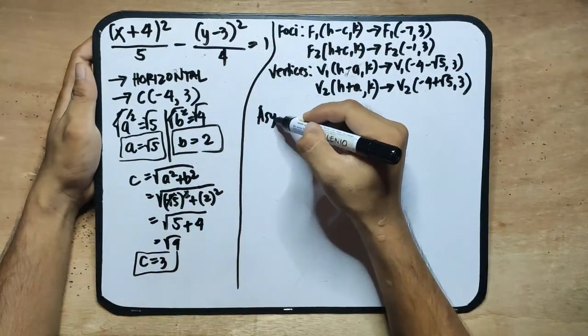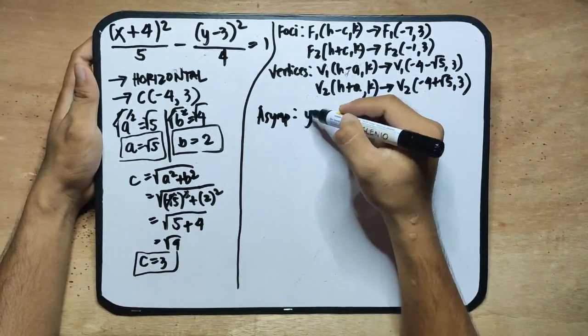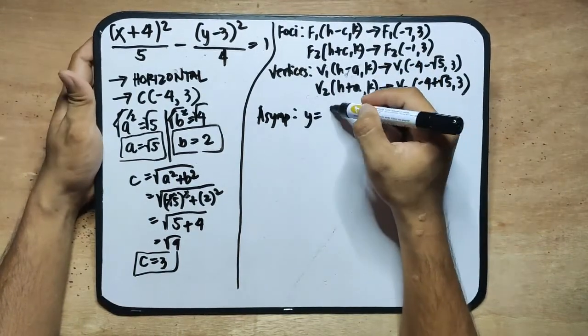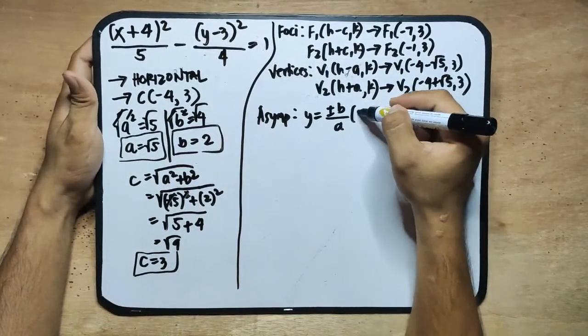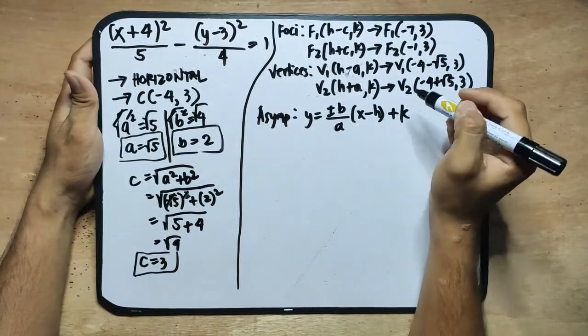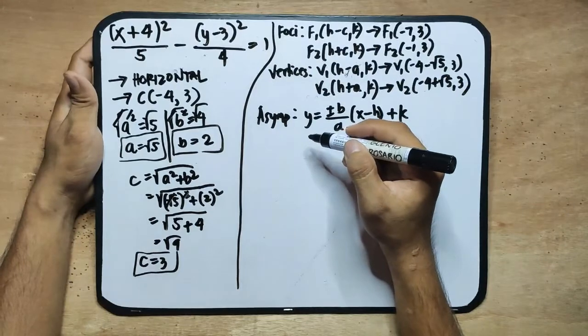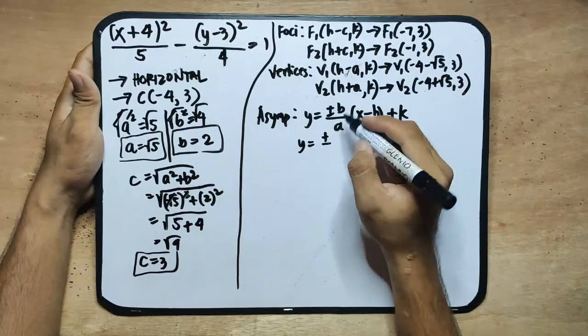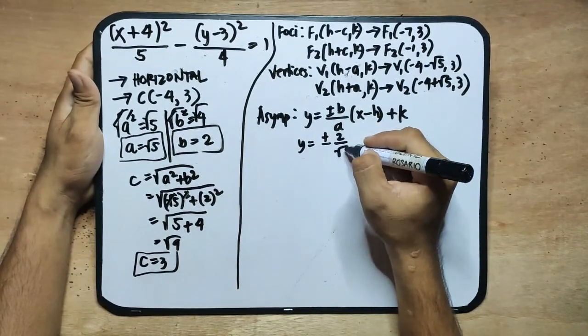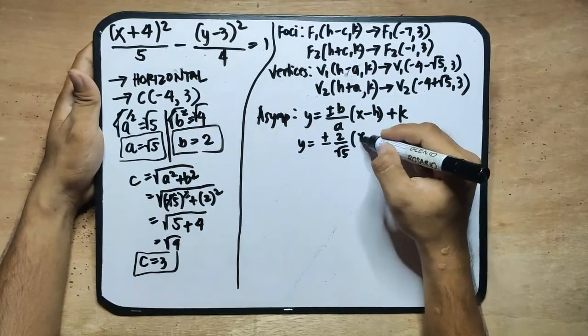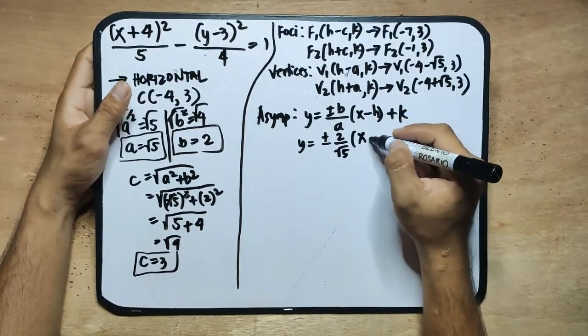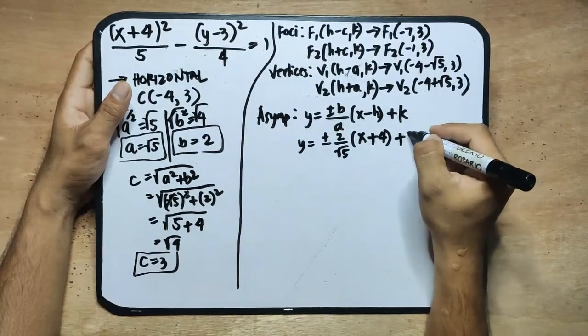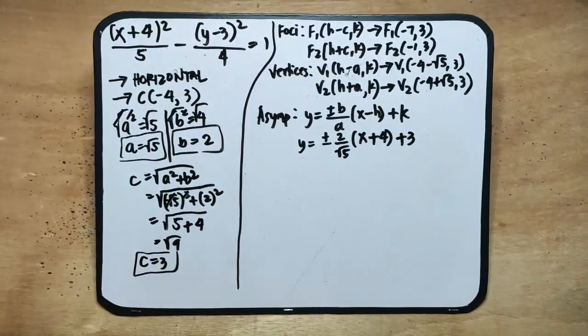And our asymptotes are, it takes the form y is equal to positive and negative b all over a times x minus h and plus k. So, ang ating asymptote ay y is equal to positive and negative 2 all over square root of 5 times x minus h is negative 4. So, negative times negative is positive 4 and plus 3. Since meron tayong radical symbol sa baba, hindi siya masyadong simplified. So, we try to simplify this first.